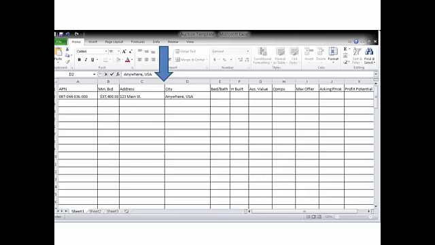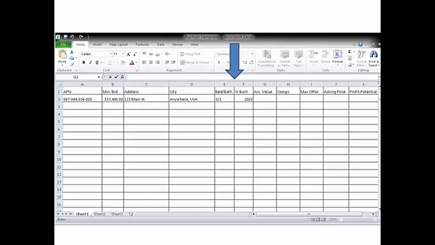We'll also want to see the address and city that the property is located in to verify that we're in the right place. We don't want to be bidding on the wrong property. Also, we want to have the size of the house and the property by the number of bedrooms and baths. You may want to put in the square footage of the house and the year it was built.